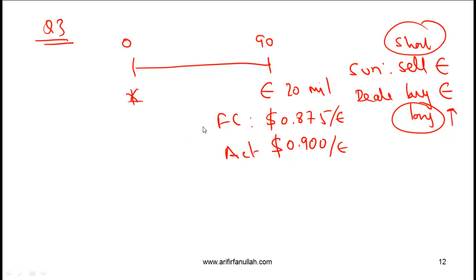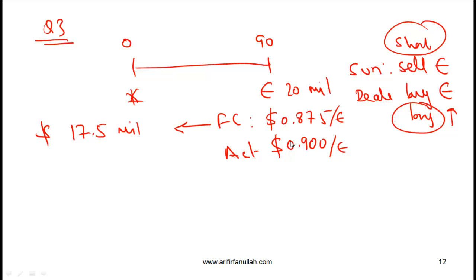So let's do this calculation in terms of dollars. Based on the currency forward contract, Sun is going to sell 20 million euros at $0.875 per euro. So according to this contract, we can easily calculate that the amount of dollars that Sun is going to get is $17.5 million. So based on this forward contract, Sun has locked in the fact that it's going to get $17.5 million.